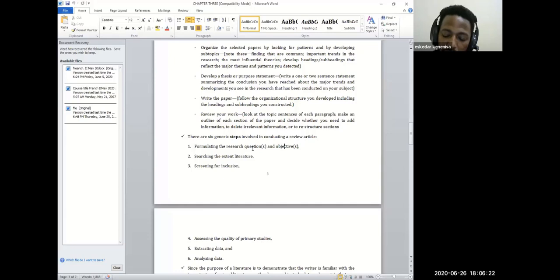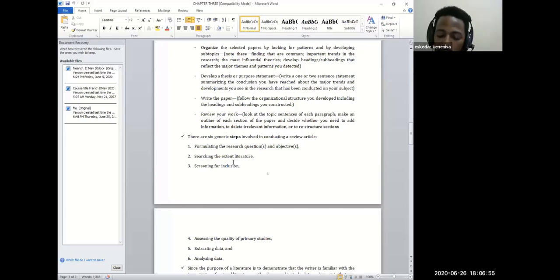The next step is searching for the literature. We have already said it. You have to search for the availability of the literature. After searching, you identify the relevant ones. Therefore, screening comes in the third step: screening for the relevant materials. Then you assess the quality of the study, the quality of the materials.